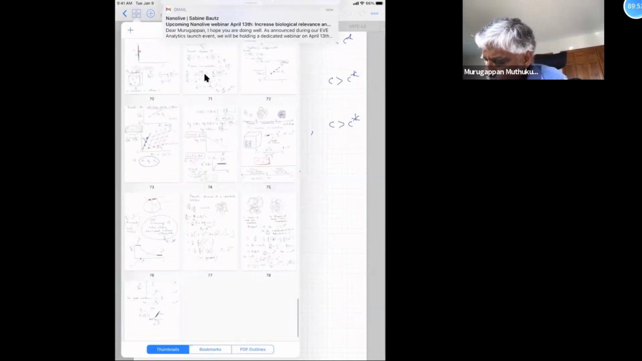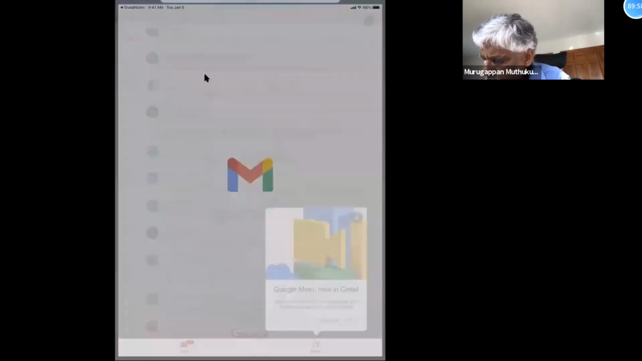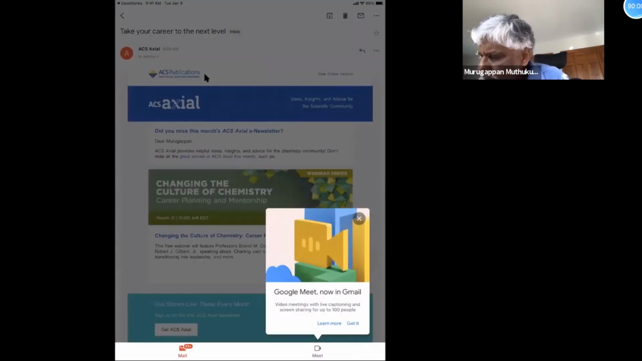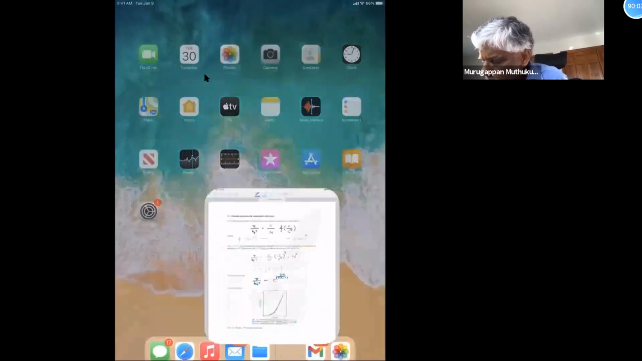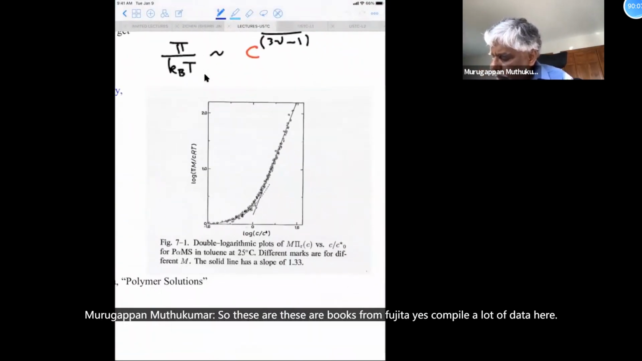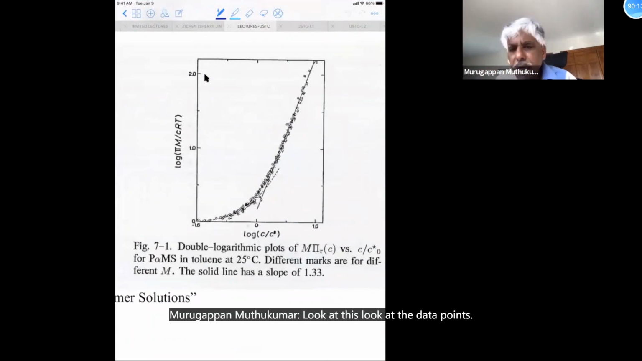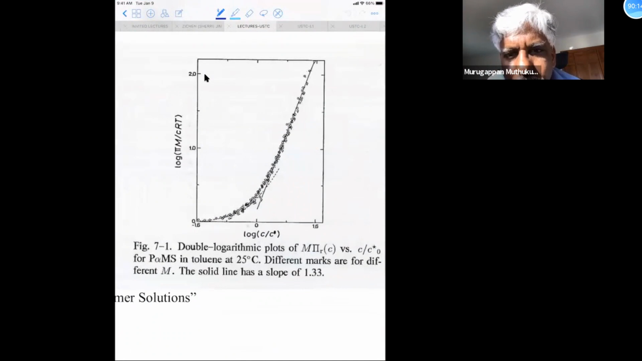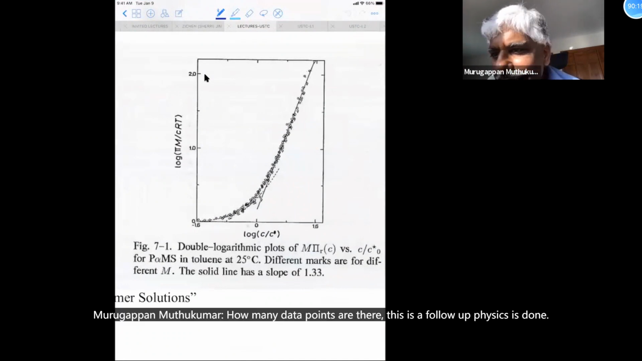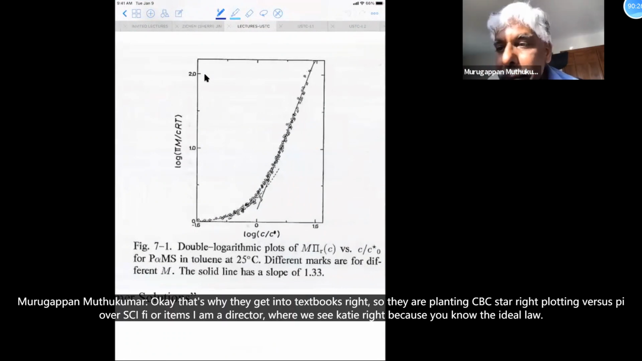Oops, sorry. I don't know what's going on. Okay. So this is from a book from Sujita. He has compiled a lot of data here. Look at this. Look at the data points. How many data points are there? This is the way polymer physics is done. Okay, that's why they get into textbooks, right?